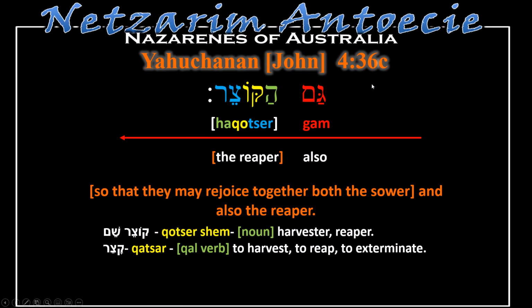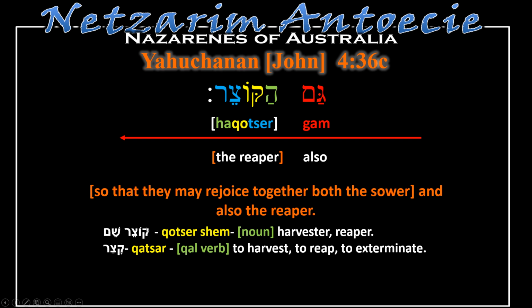And part C, we have Gimel, Mem Safit, Hey, Kuf, Vav, Zade, Resh. And we read it, Gam, which means also again. Ha, Kotser, the reaper. Again, or it could be said, the one reaping. So that they may rejoice together, both the sower and also the reaper.